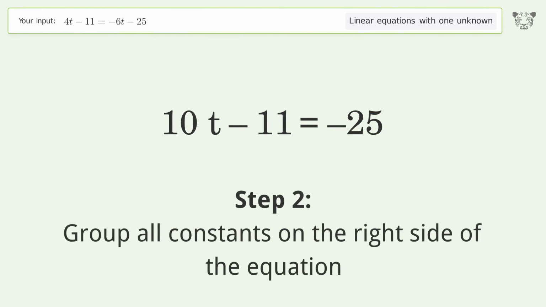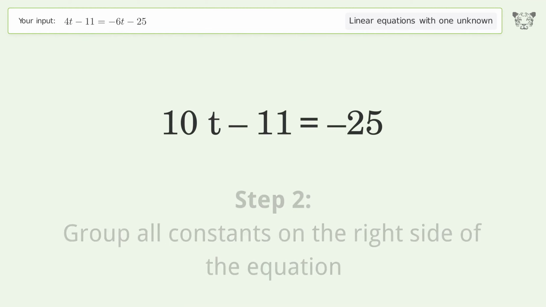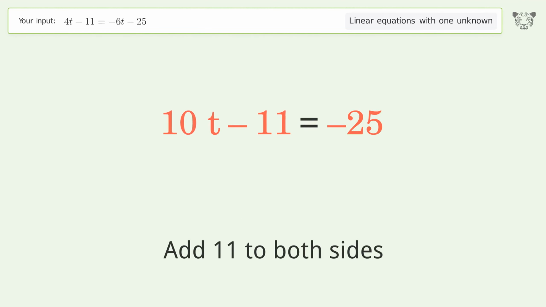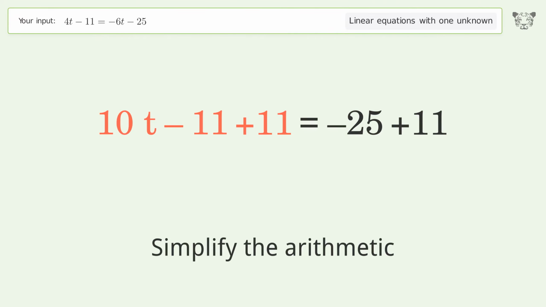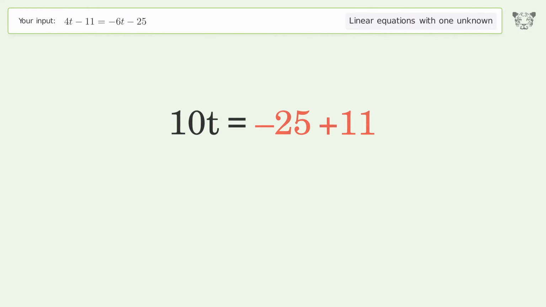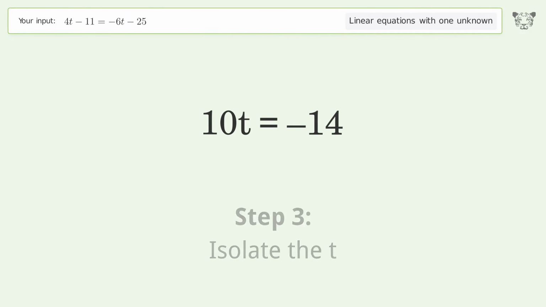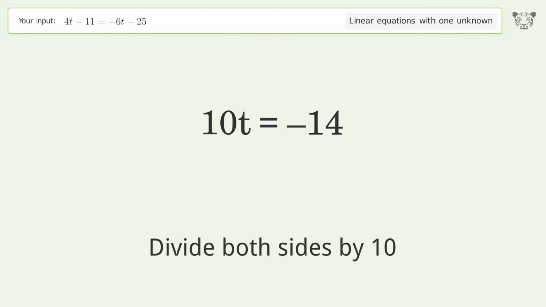Group all constants on the right side of the equation. Add 11 to both sides. Simplify the arithmetic. Isolate the t. Divide both sides by 10.